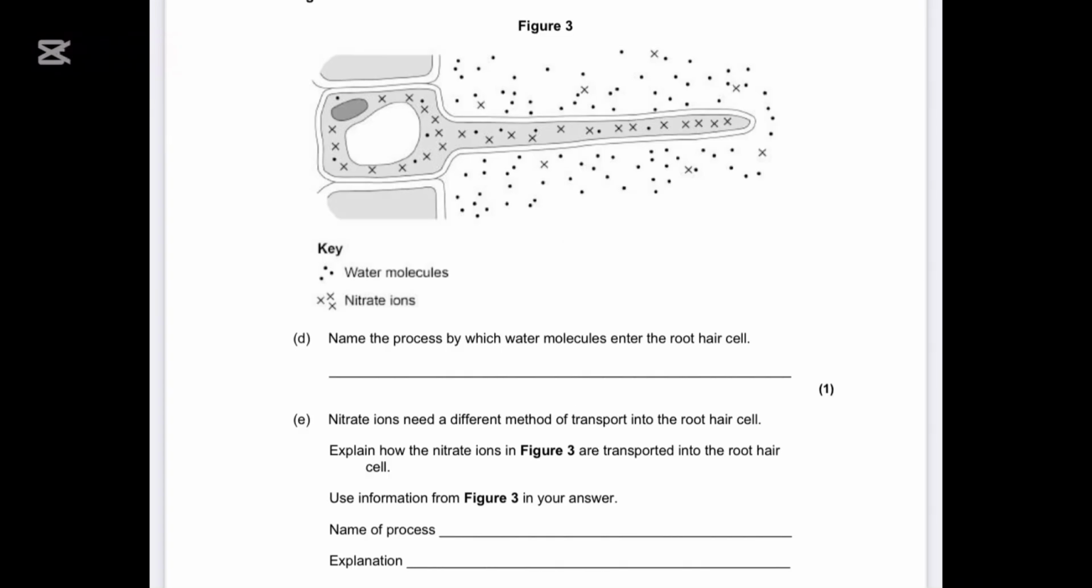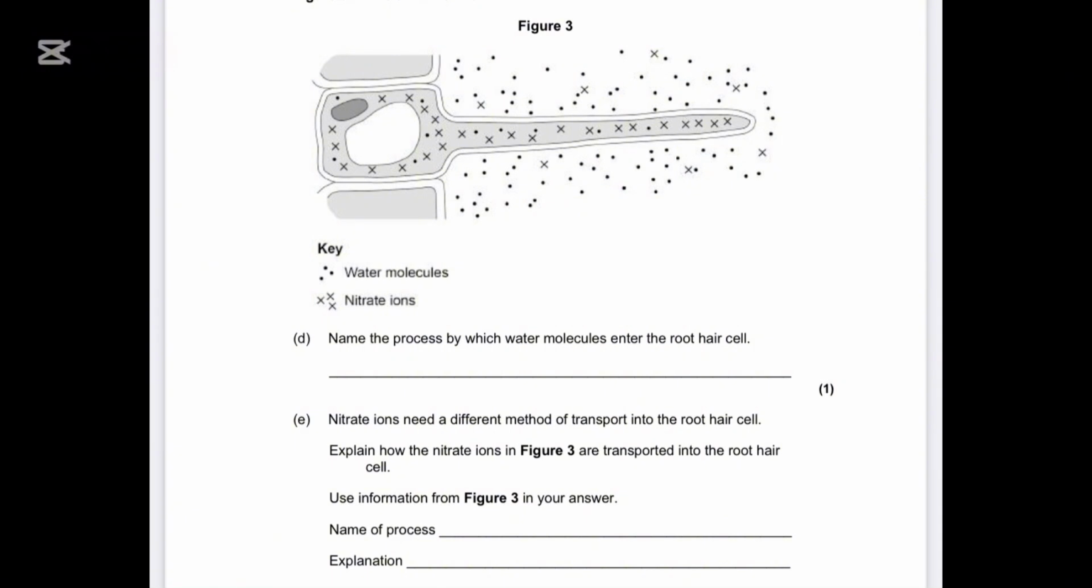Now, let's attempt the next question. This next question is way too easy also, because from what we've studied so far, this is an easy question. It says, name the process by which water molecules enter the root hair cells. Come on, I just explained this earlier. Check the black dots, those are water molecules, while the ones that look like crosses are the nitrate ions. Name the process by which water molecules enter the root hair cells. By osmosis. That's the answer. So let's go to the next question.